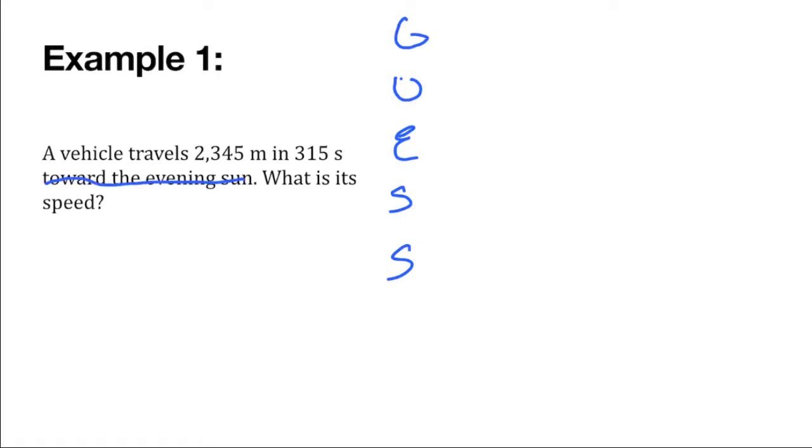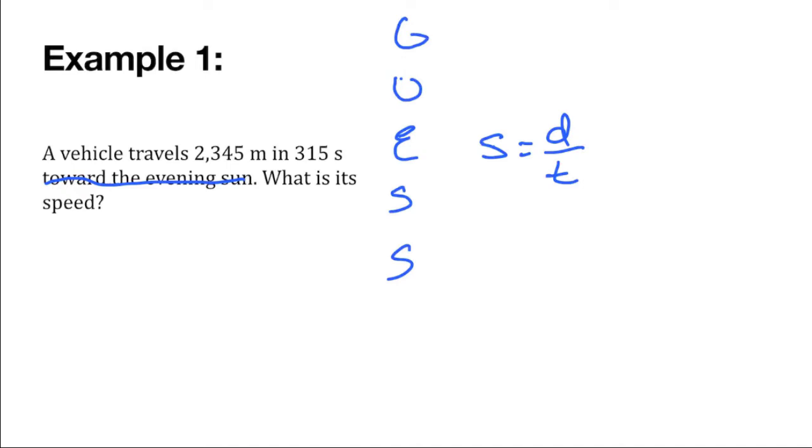All right, so we're going to go through our GUESS method. Again, G is for given. I'm going to write the equation down first because I would much rather write that down. So S equals D over T. So I know I need to have an S, a D, and a T.